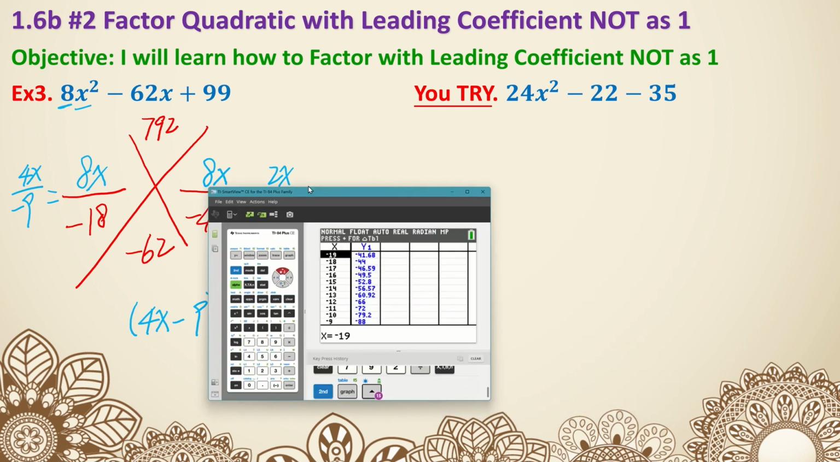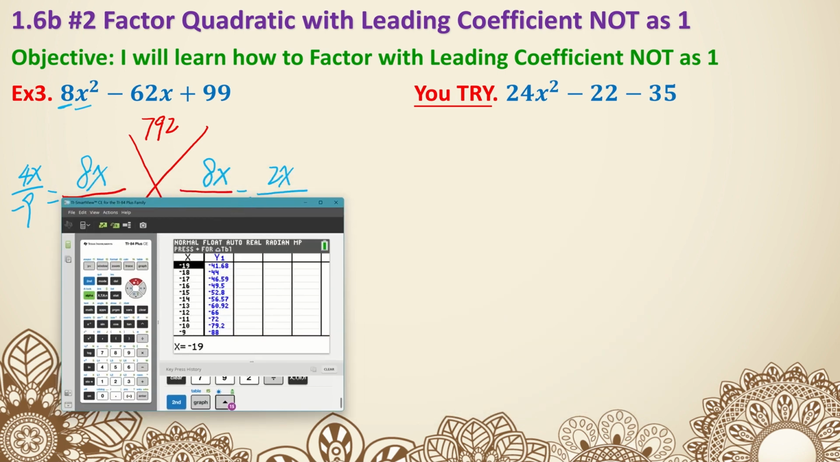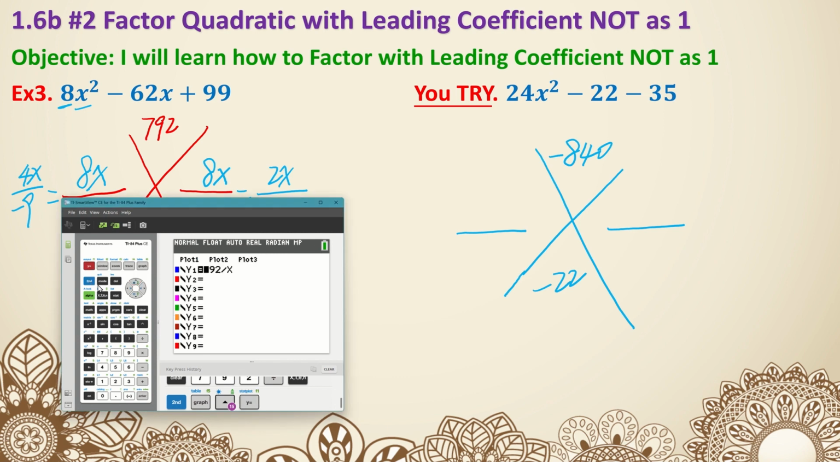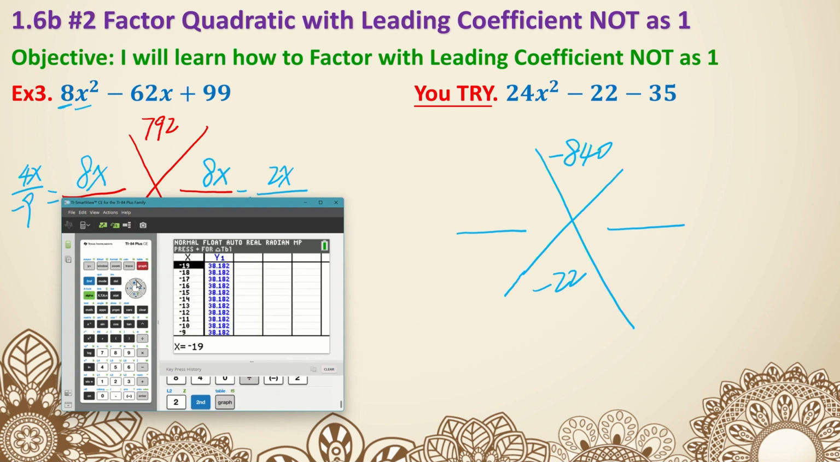Let's still use our calculator to help us to find a combination. But first, let's set it up. On the top, 24 times negative 35 is negative 840. Bottom is negative 22. So we need a fraction line on the left and on the right. Let's type in your calculator. Y equals, clear, negative 840 divided by negative 22. Second graph. There we go.